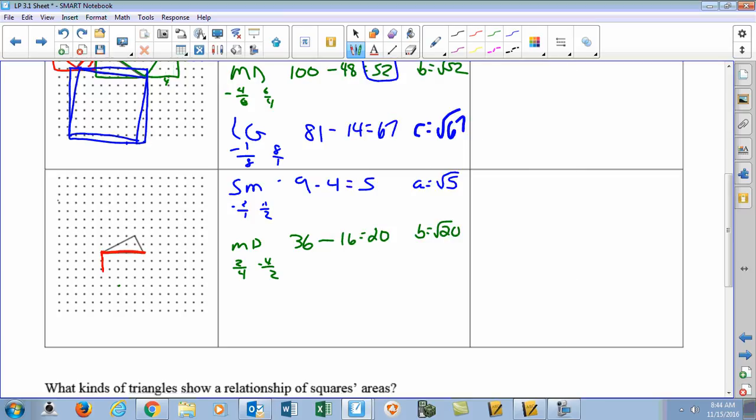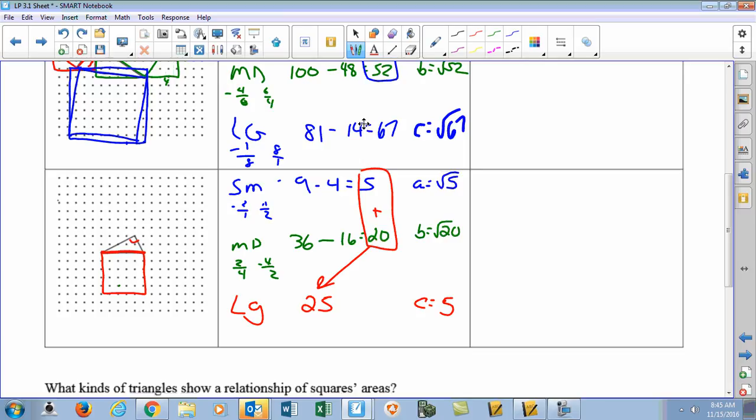So if I go down 1, 2, 3, 4, 5, and we end up with a perfect square. What's the area if the side length is 5 by 5? 25. And the square root of 25 is 5. And again, does the areas of the small side and the medium side add up to the length? 5 plus 20, 25. Yeah, it does, doesn't it? So this is the right triangle. Your right angle is right here.